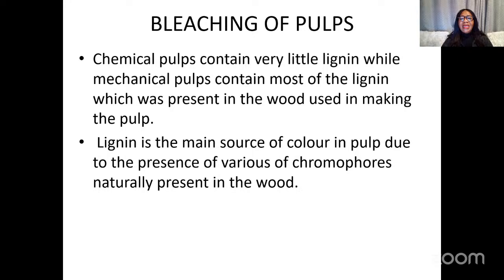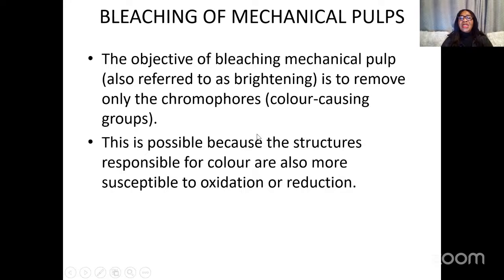So lignin is the main source of color in pulp due to the presence of various chromophores naturally present in wood, as you can see. So the objective of bleaching mechanical pulp, which is referred to as brightening, is to remove only the chromophores, which are the color-causing groups. And this is possible because the chromophore structures are susceptible to oxidation and reduction reactions.